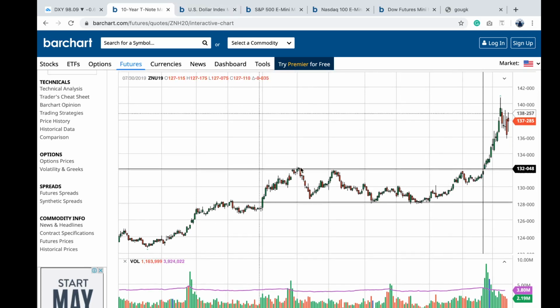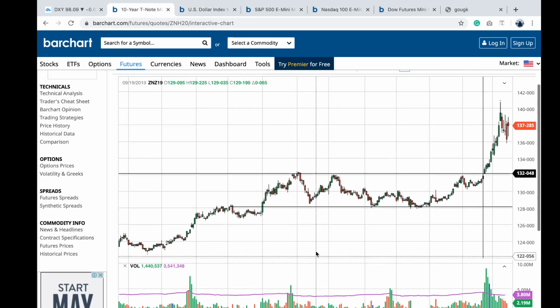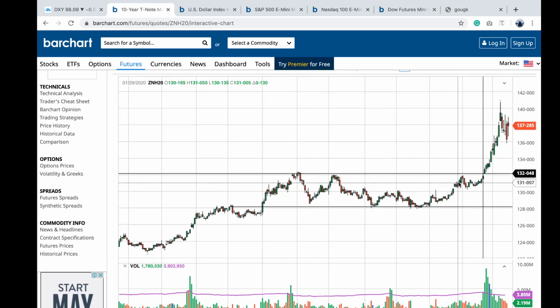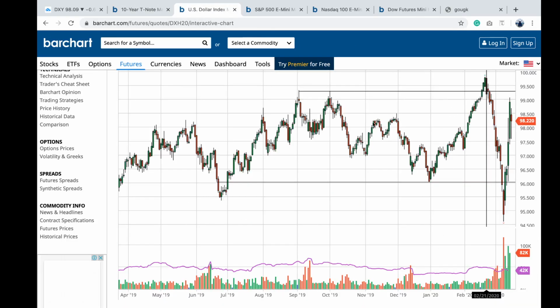Now you can expect both currencies to come back down and also continue to range. You can also expect the DXY to come back down and continue to range.